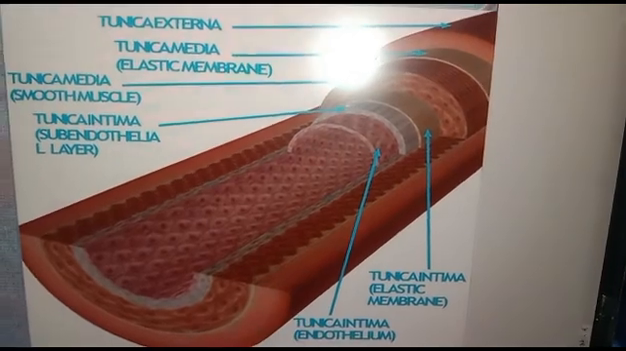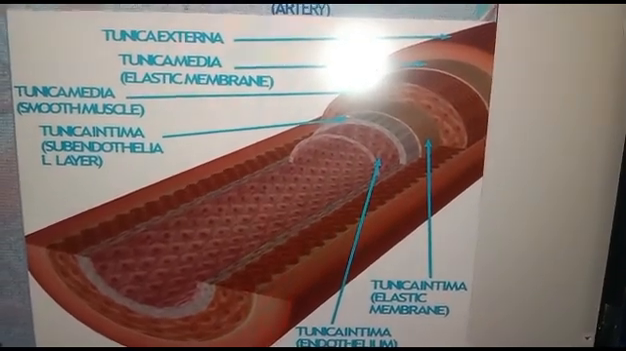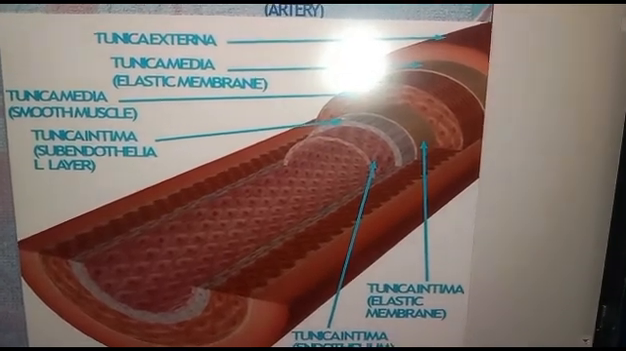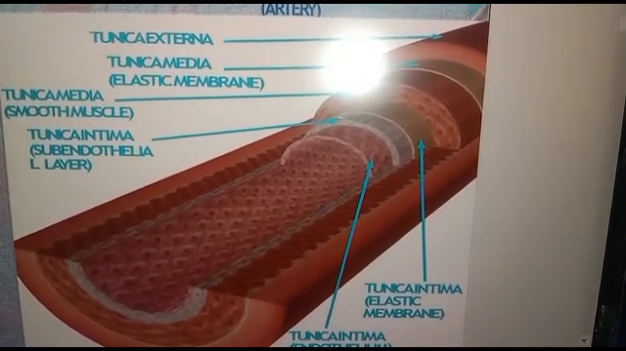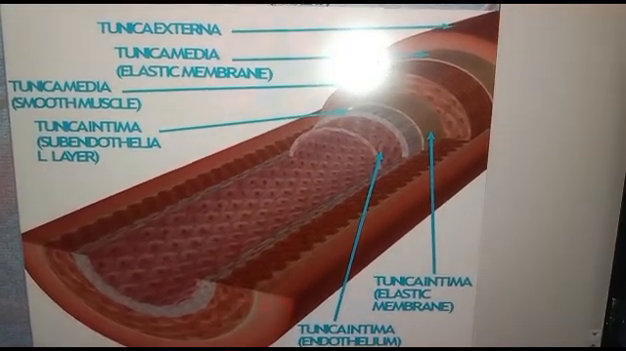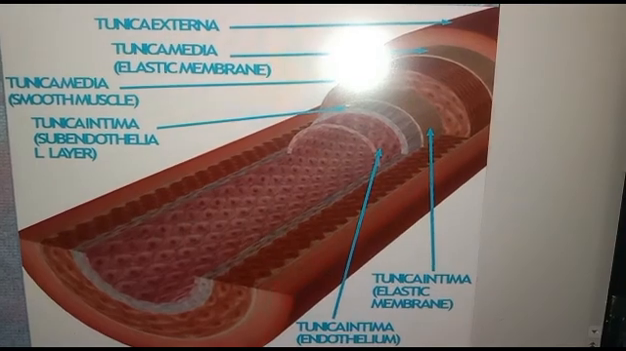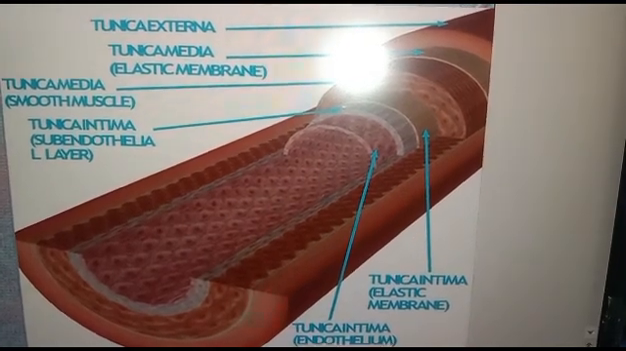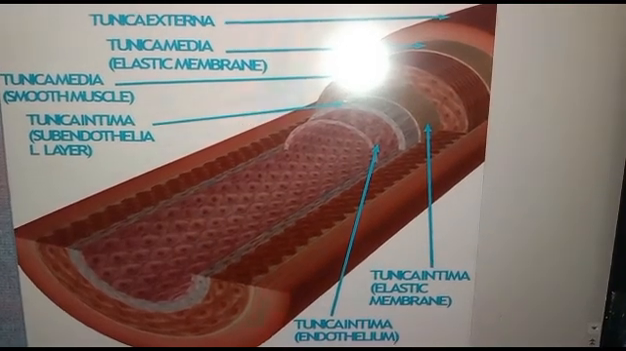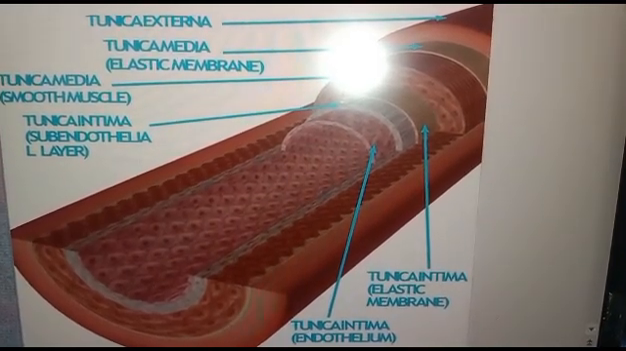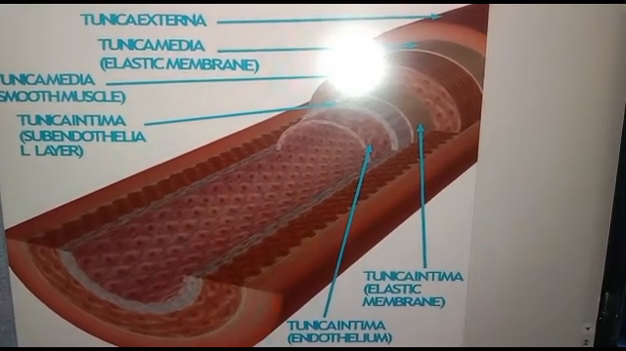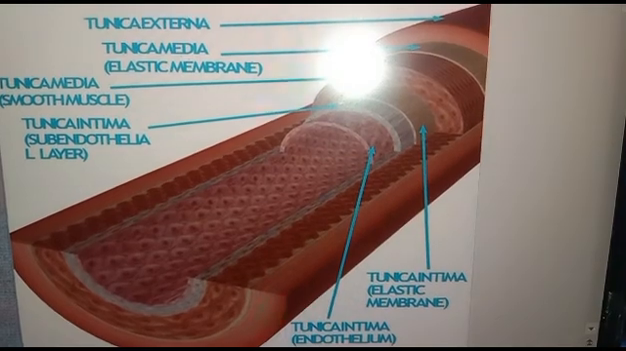So we have basic blood vessel structures. We have the three layers that make up the walls of the blood vessels. So the first layer, as you see in the pictures, is the outermost layer, and that is what we call tunica externa, from the word externa. This is made up of mostly collagen fibers that stretch. It also has nerves in it.